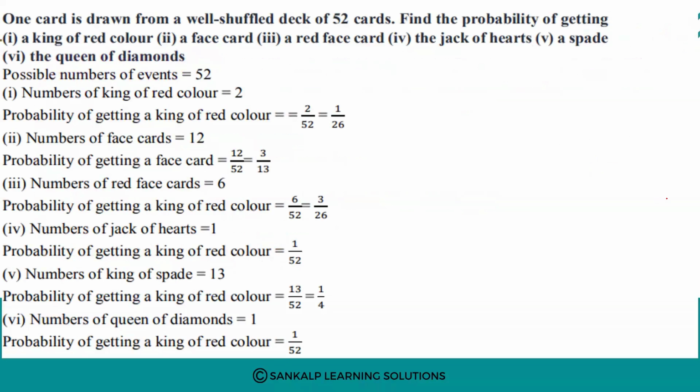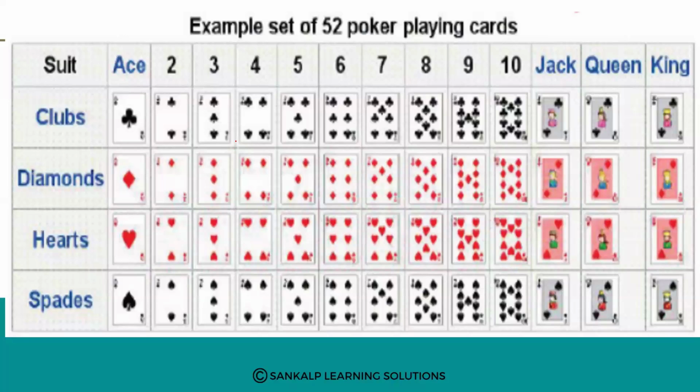A card is drawn from a well-shuffled deck of 52 cards. Find the probability of getting a king of red color, a face card, a red face card, a jack of heart, a spade, and a queen of diamond. Okay. So here, first we need to know how many cards are there. Here is an example set of 52 playing cards.